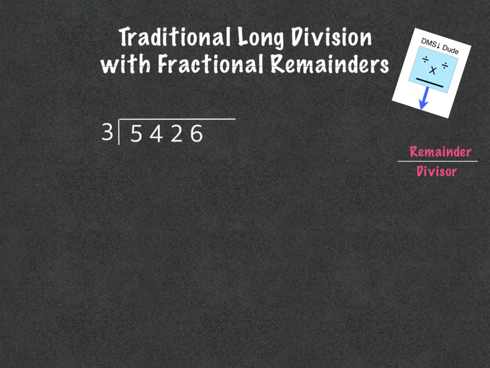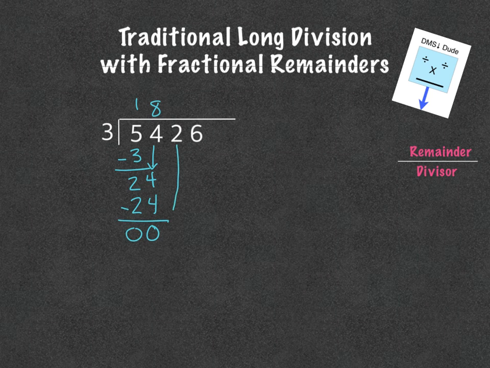All right, let's try this one. So we have, can 3 go into 5? 3 goes into 5 one time. 1 times 3 is 3. Subtract and I get 2. Bring down my 4. 3 goes into 24 8 times. 8 times 3 is 24. Subtract and we get 0.